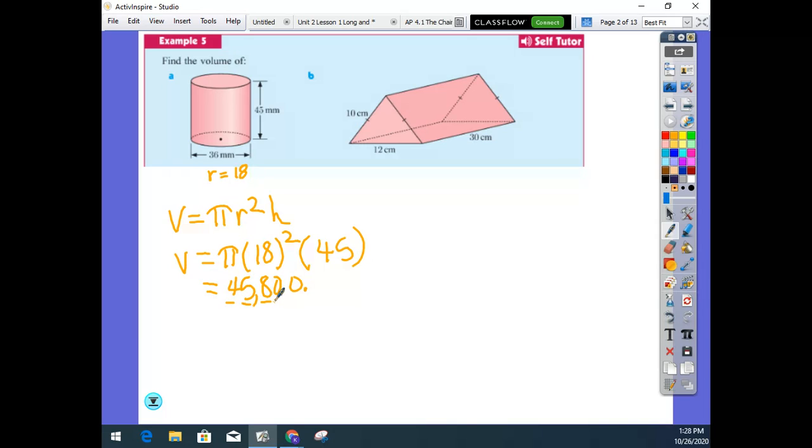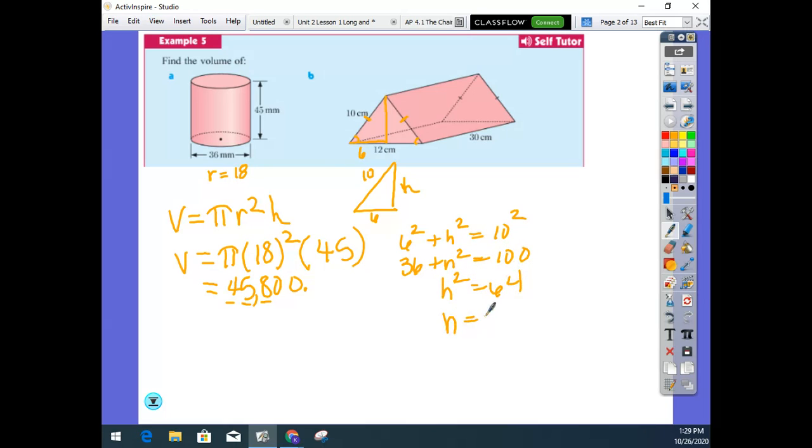All right, so example B. First, we have to find the height of our triangle. If we look at this, this would be 6 since it's 12 all the way across. We know that because these are congruent sides, so my angles are congruent, and that splits it in half. So if this is 10, this is 6, we're looking for the height. 6 squared plus h squared equals 10 squared. So my height is 8.